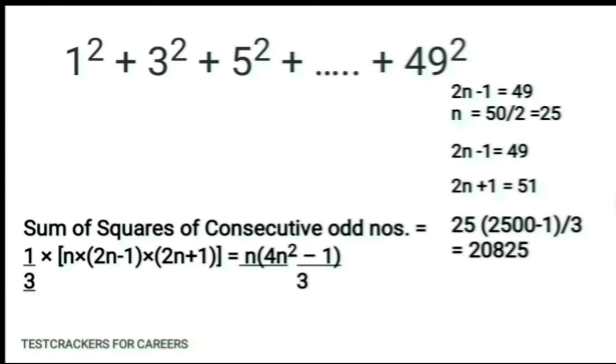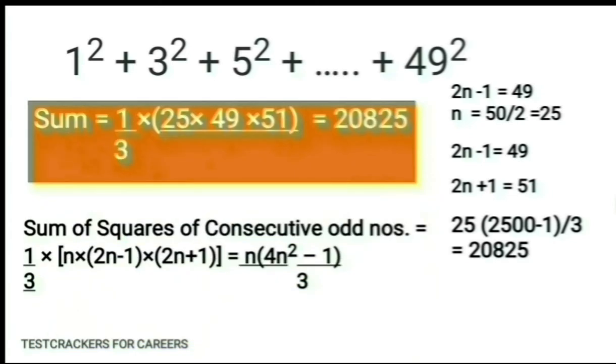We can also find the sum of the series by substituting in 1/3 into n into 2n minus 1 into 2n plus 1. That is 1/3 into 25 into 49 into 51, which is equal to 20825.